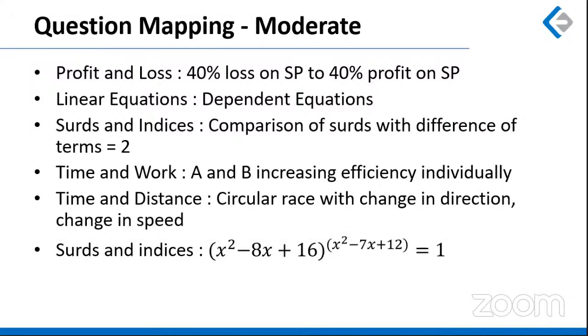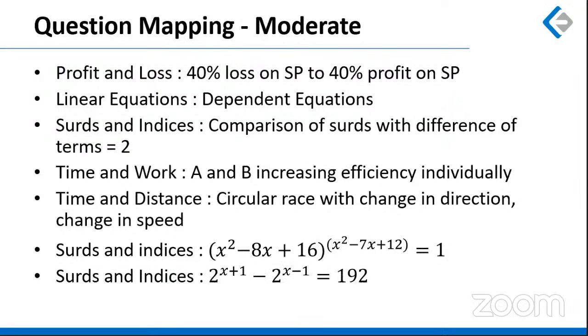A question based on surds and indices was given where the given expression was equal to 1. So we have to consider 2 cases here. How do we get to 1 as a simplification of the given expression? There are 2 cases mainly. One is 1 raised to anything is 1. Second is anything raised to 0 is also 1. So we can make 2 cases and get the values of x appropriately.